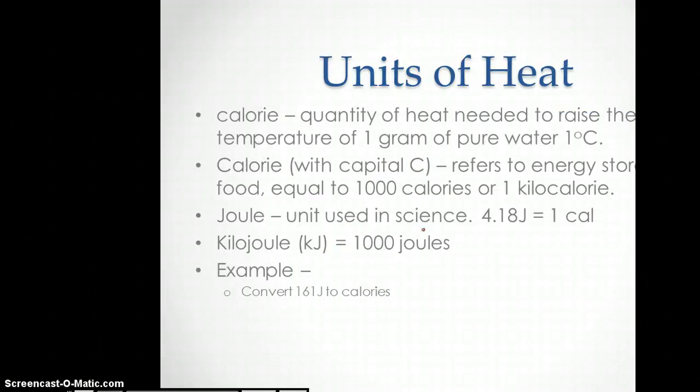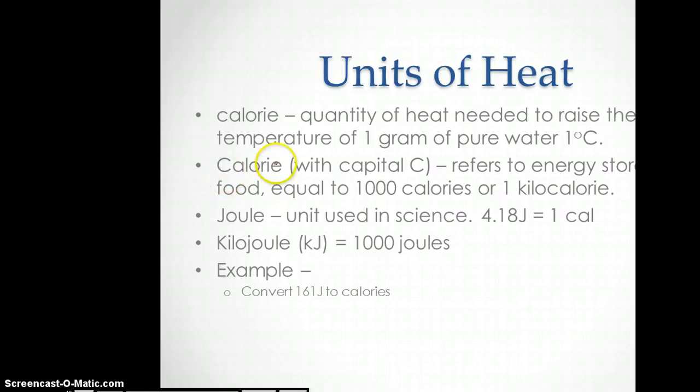Okay, now what are the units of heat? Well, there are several. We will use the calorie or the joule. Those are the two main units that we will use. A calorie is defined as the quantity of heat needed to raise the temperature of 1 gram of pure water 1 degree Celsius.